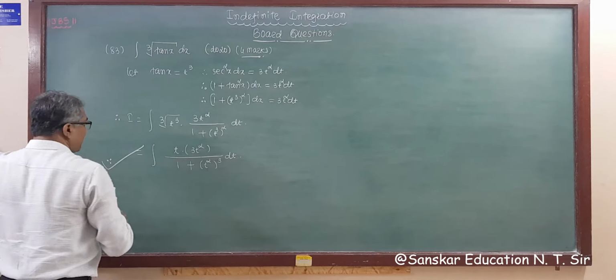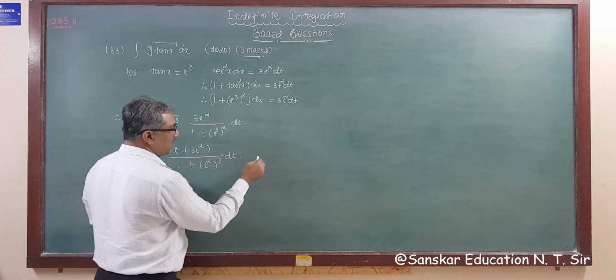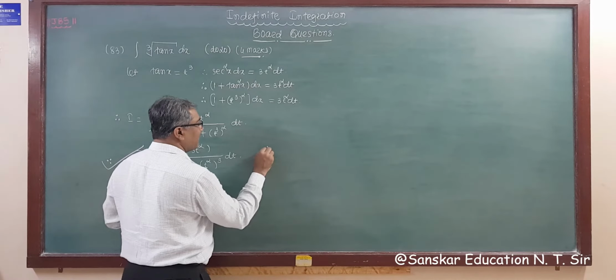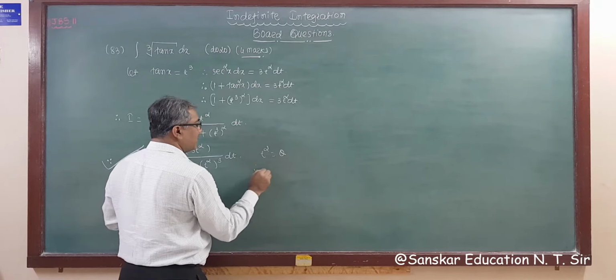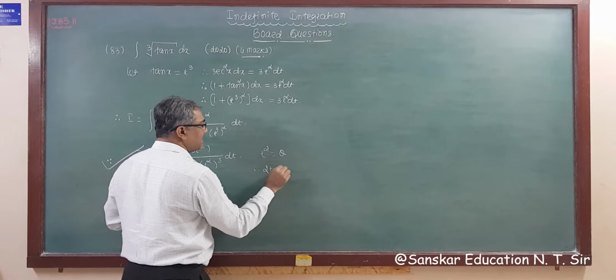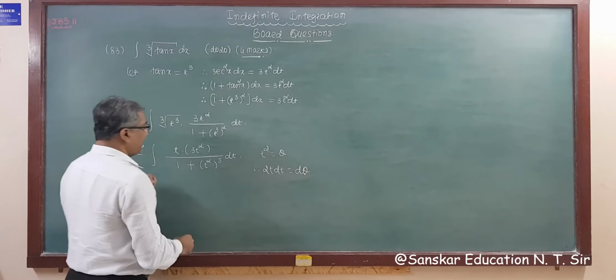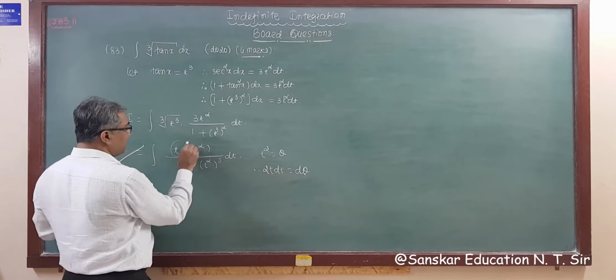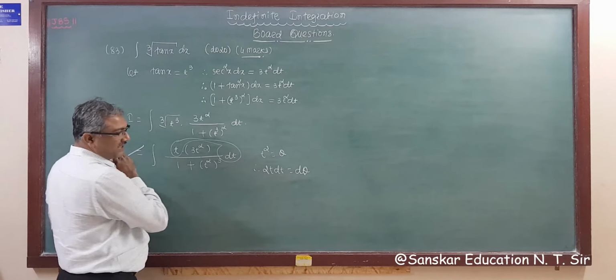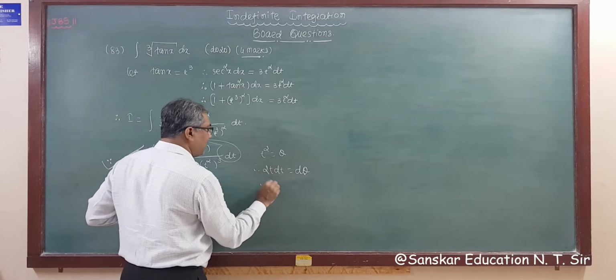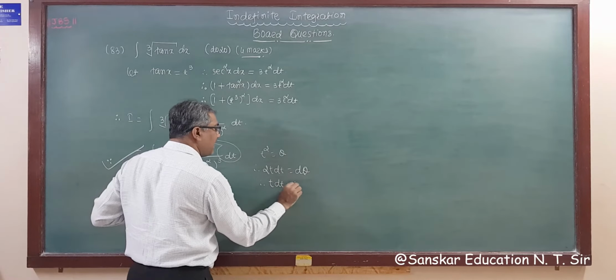Now so assuming t square is equal to theta, so I am writing here let t square is equal to theta. So derivative is twice t dt is d theta, right? So we have only t dt. This is t dt is here, so t dt will be, t dt is half d theta.